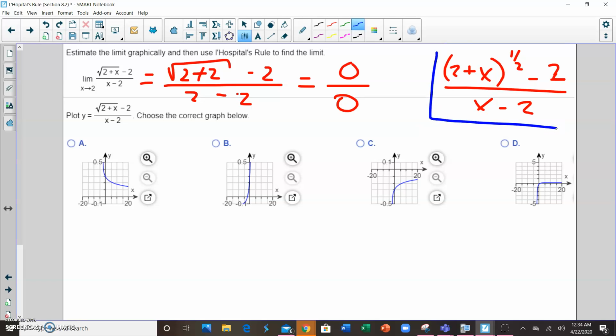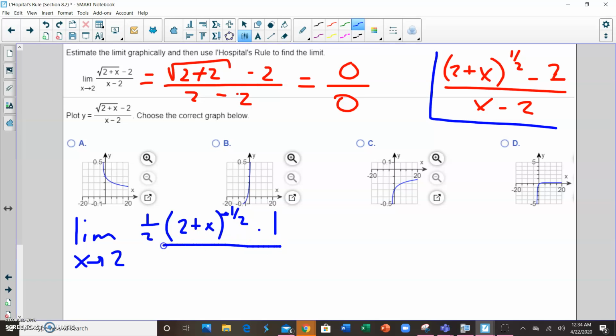So I'm going to move down here and do the limit as x approaches 2 of the derivative of the top. So what is the derivative of the top? The derivative of the top is 1/2 times (2 plus x) to the power of negative 1/2, times the derivative of the inside. The derivative of the inside is just 1, and the derivative of minus 2 is 0, divided by the derivative of x minus 2, which is simply 1.